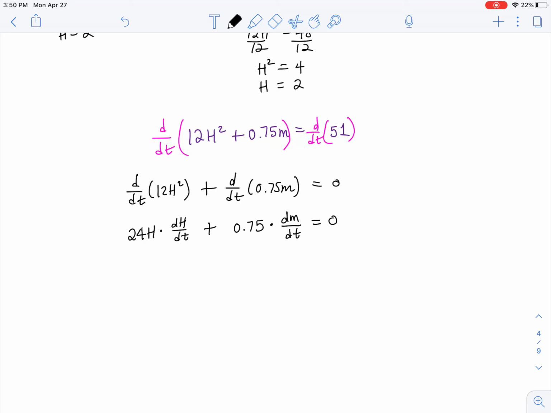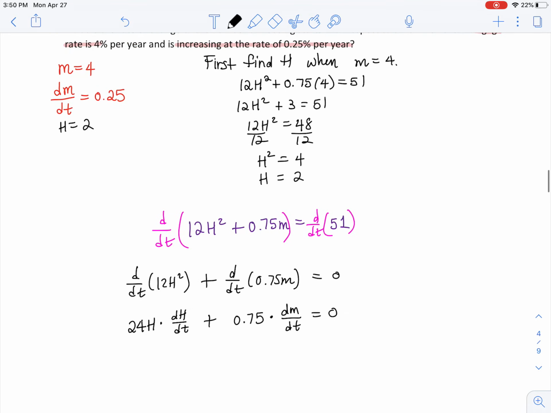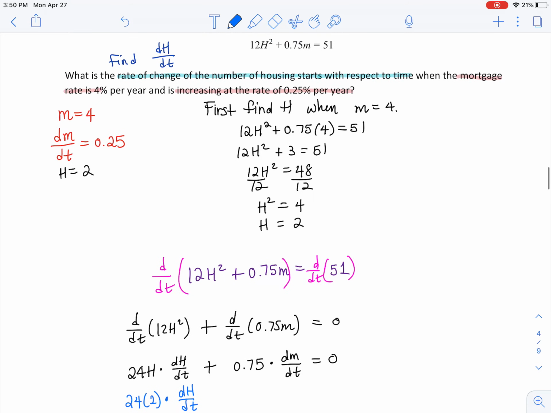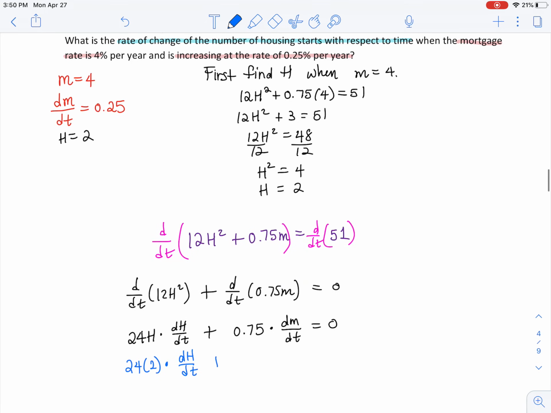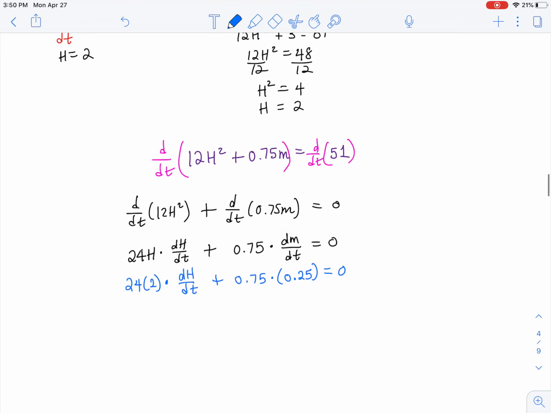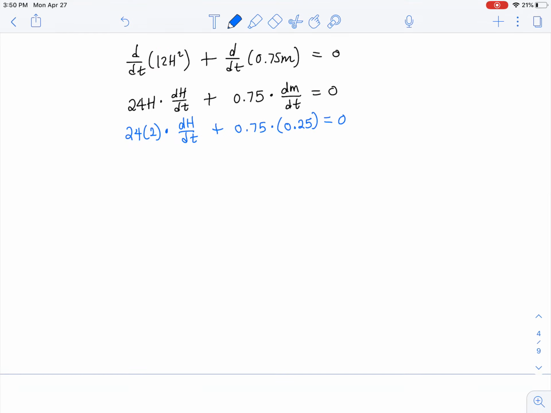Now, if you got to this part, we're almost done, right? So we're just going to plug in everything we know. We know that h is 2. 24 times 2 times, we don't know what dH dt is, so leave that as dH dt. Isn't that what we're looking to find? Yes, that we're trying to find. Plus 0.75 times, but I think we were given dm dt. dm dt is 0.25, and that equals 0. Now, what are we solving for? We're solving for dH dt.